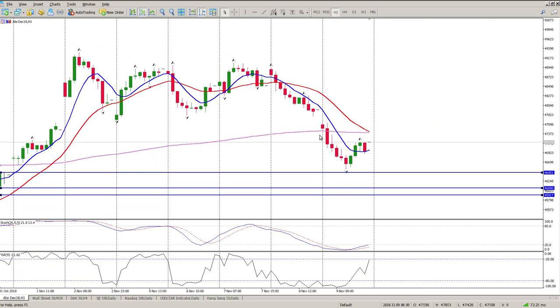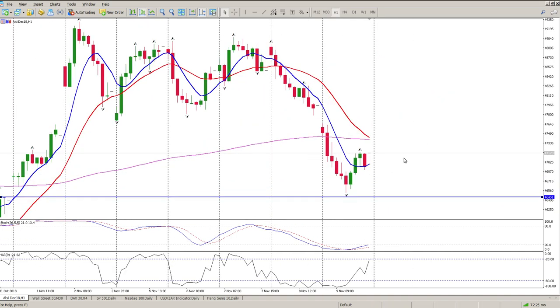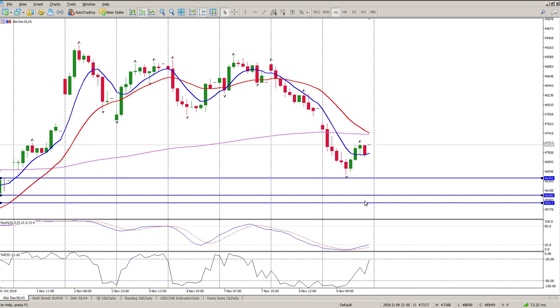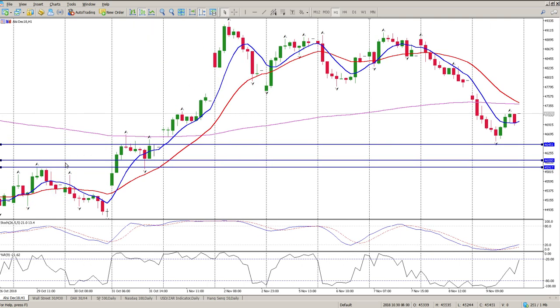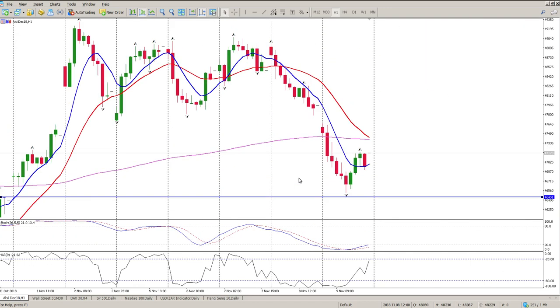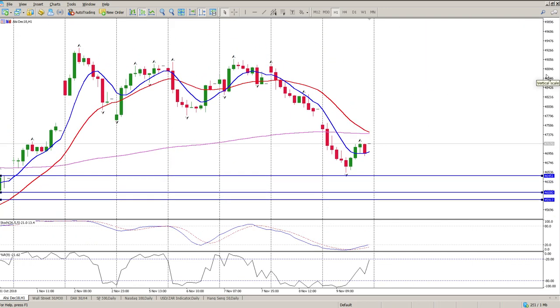What I expect today is another move to the downside, and I expect us to try and find some support along one of these three levels. The first level is 46,450. The second level is 46,080, and 45,920. Yeah, 45,920 is probably the lowest point. If we break through that, then you can expect this next daily gap to close. But that's where we are at the moment.